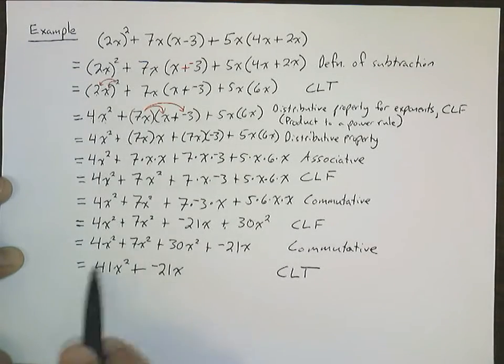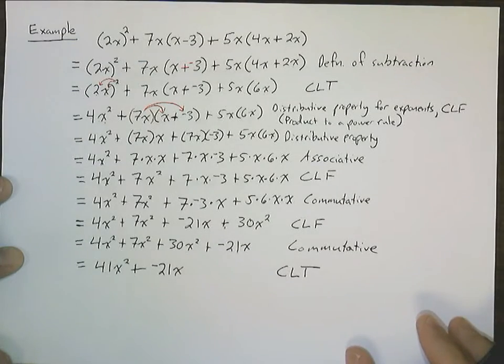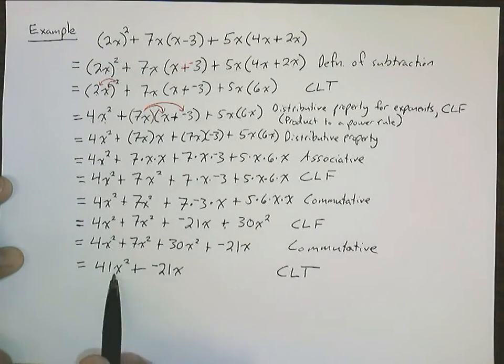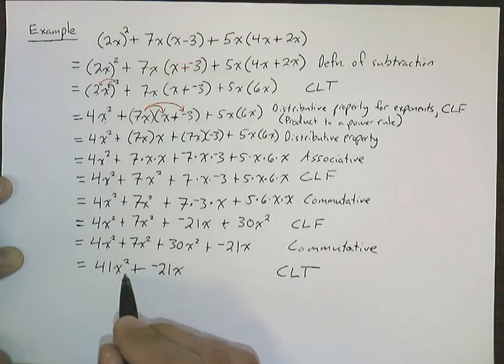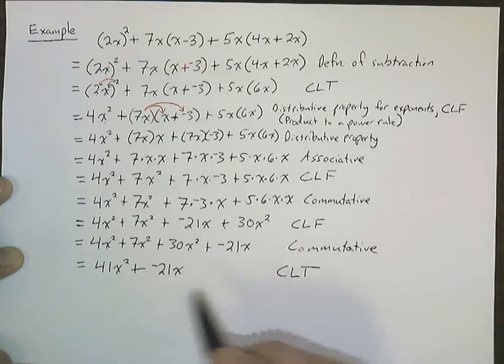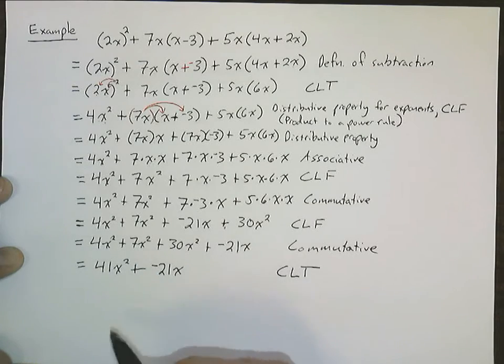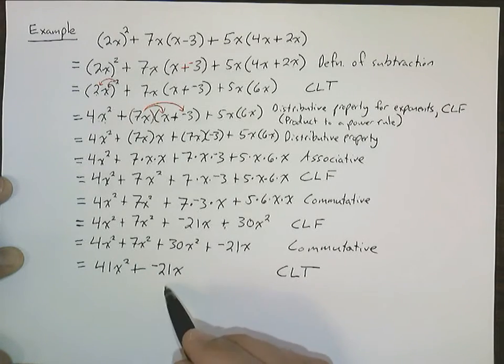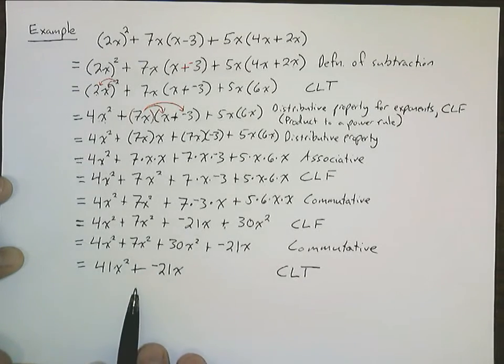And now we have done all of the arithmetic that we can. We can't combine these two terms because they're not like terms. This is x squared, this is just x. We could switch this adding negative 21x back to a subtraction, but it's actually not necessary. This is perfectly fine by me. And that's basically it. Now we have no parentheses in here. We can't do any more distributive properties or anything like that. This is completely simplified.